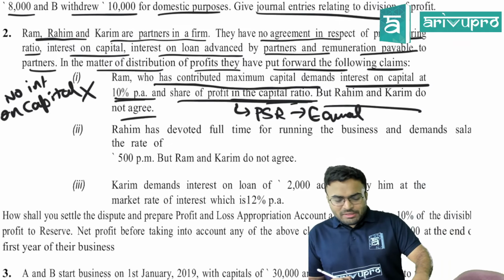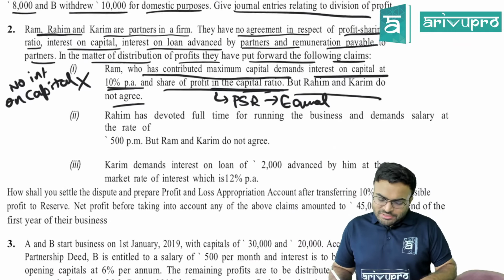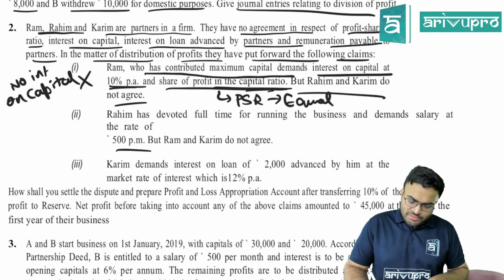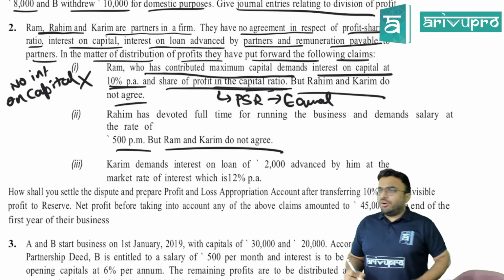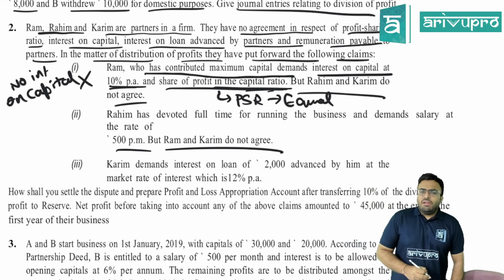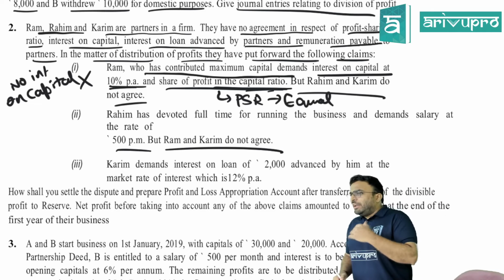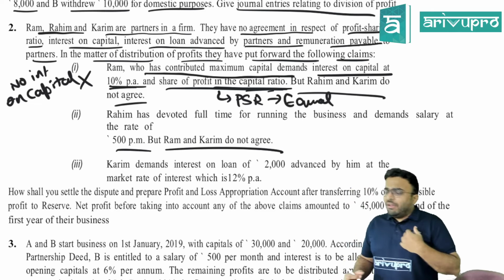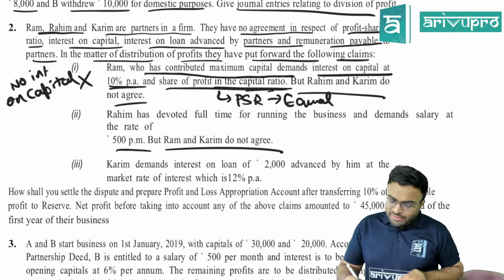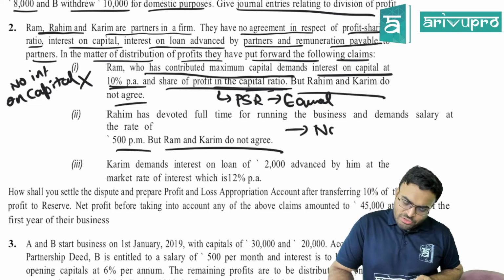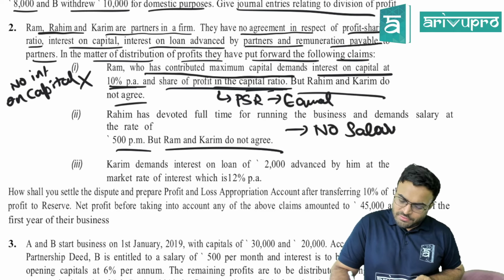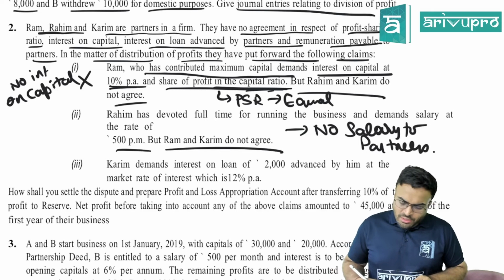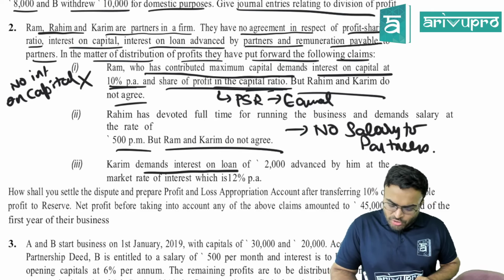Next, Rahim has devoted full time for running the business and demands salary at the rate of 500 per month. But Ram and Karim do not agree. What is Rahim telling? Full time I am devoting. Every day I am coming and I am working for this firm. So I need to get salary. Is that correct? Can we give? No. Why? There is no agreement. So no salary to partners. Karim demands interest on loan of 2000.